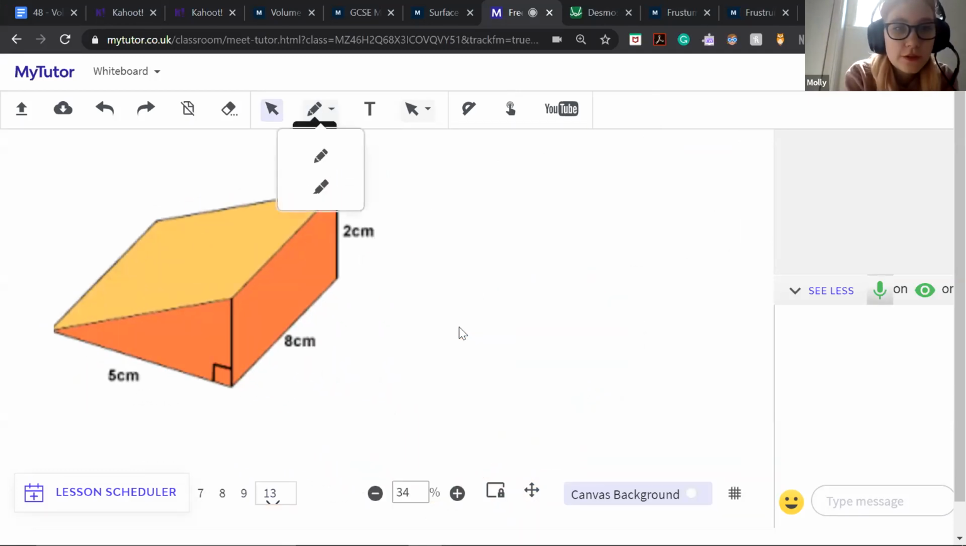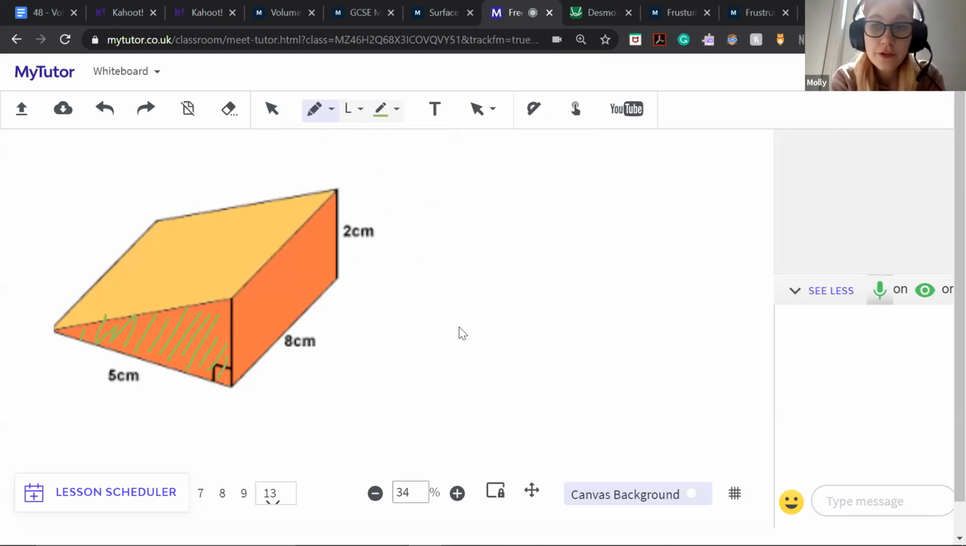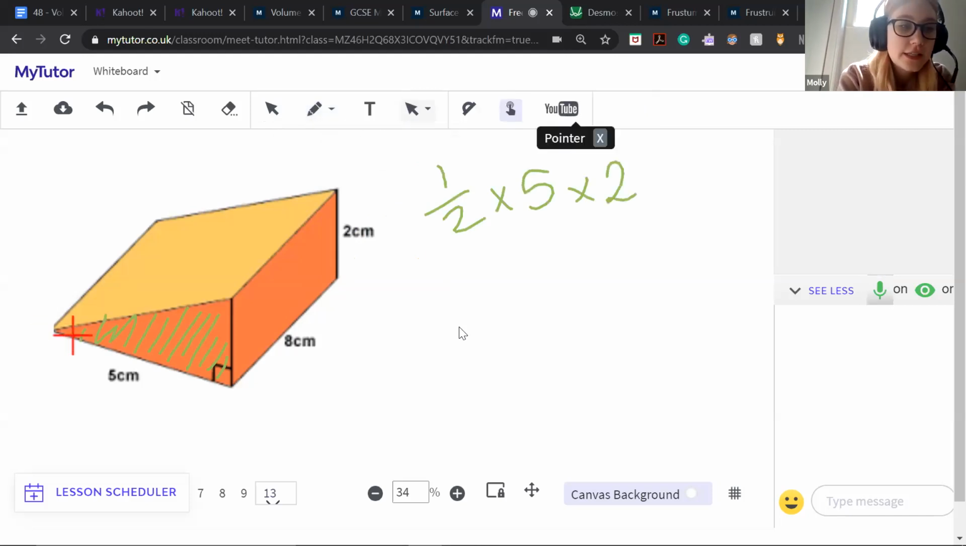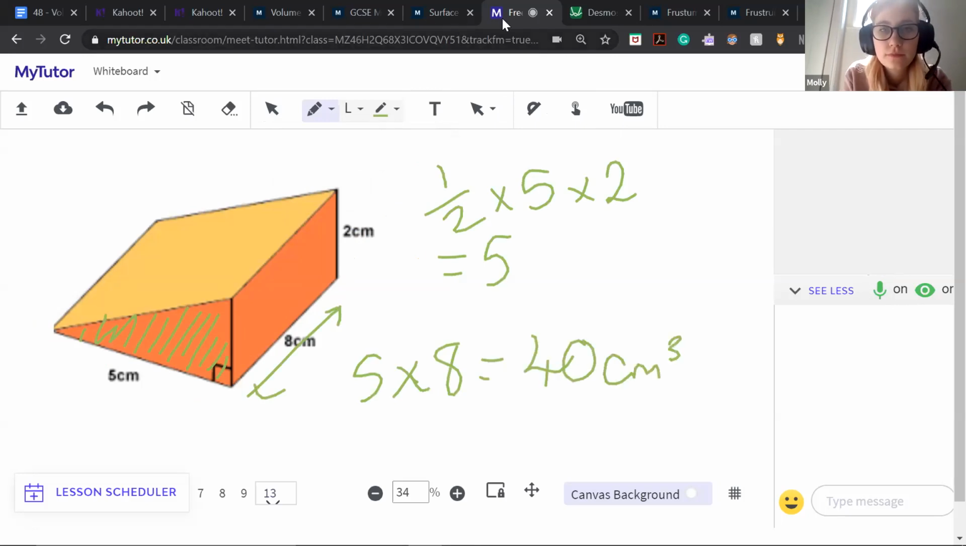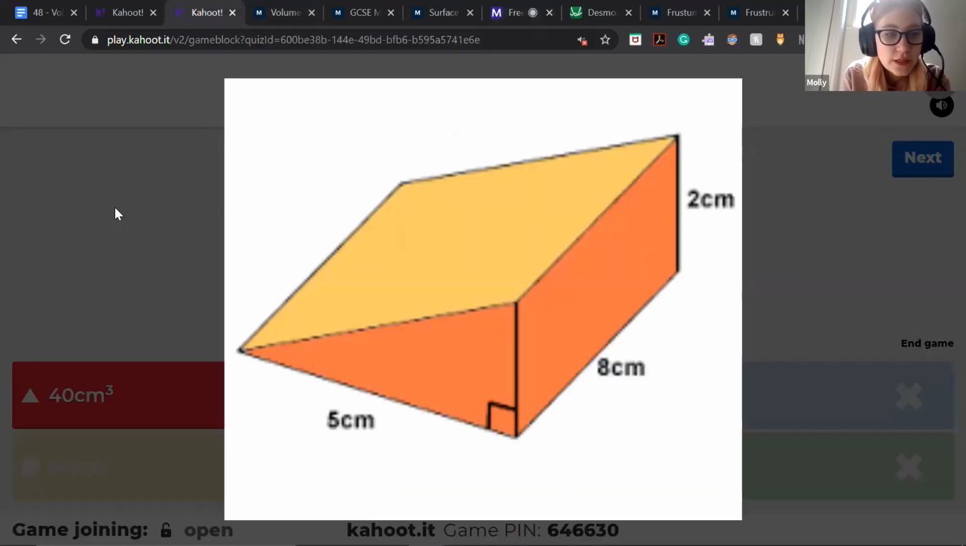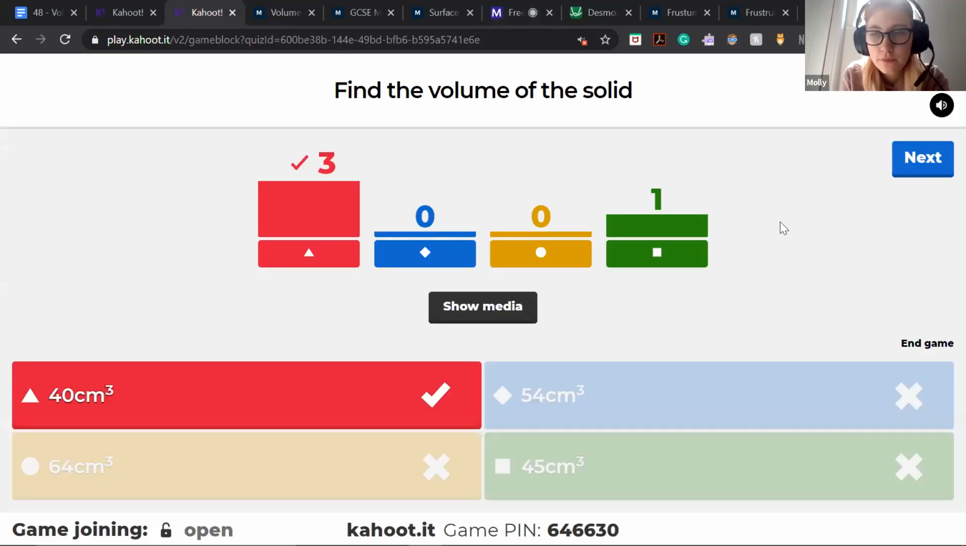So first of all, we want to find the area of this kind of side triangle here that's then been stretched through. So the area of a triangle is half base times height. You see how this is the base here and this 2 is the height here. So that's 5. And then we times that by the length here of 8. So 5 times 8 gives us 40 centimeters cubed. Which most of you got, which is fantastic. So well done.